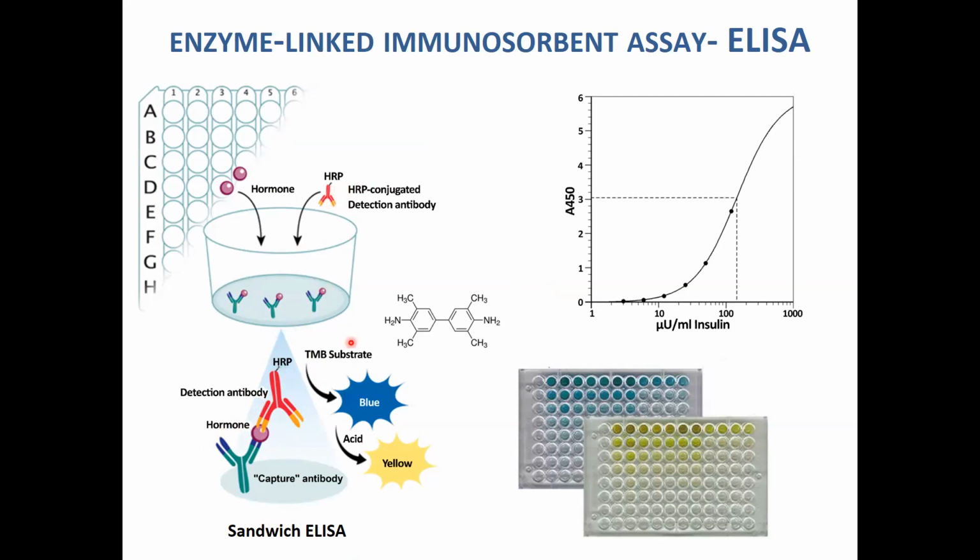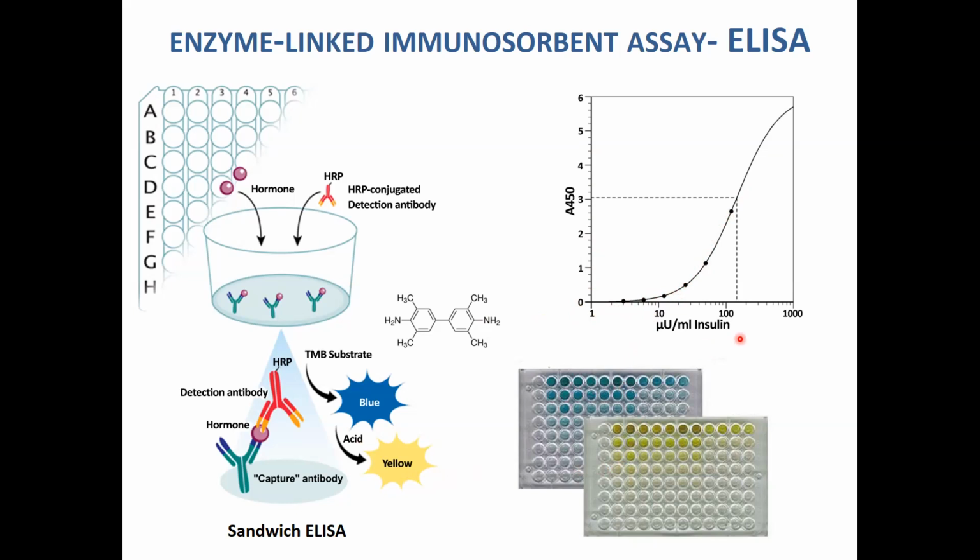This is a peroxidase, and it's going to use this substrate. It converts this substrate, which is colorless, to a blue molecule. You can see here, it's blue. And when I add acid to it, it's going to change it to a yellow color. And then by reading the absorbance, I can generate a standard curve.